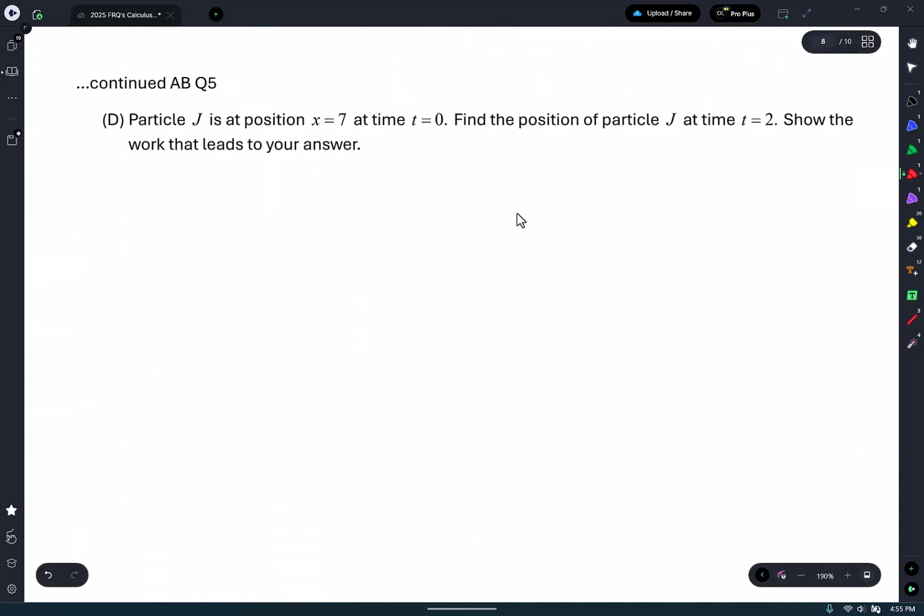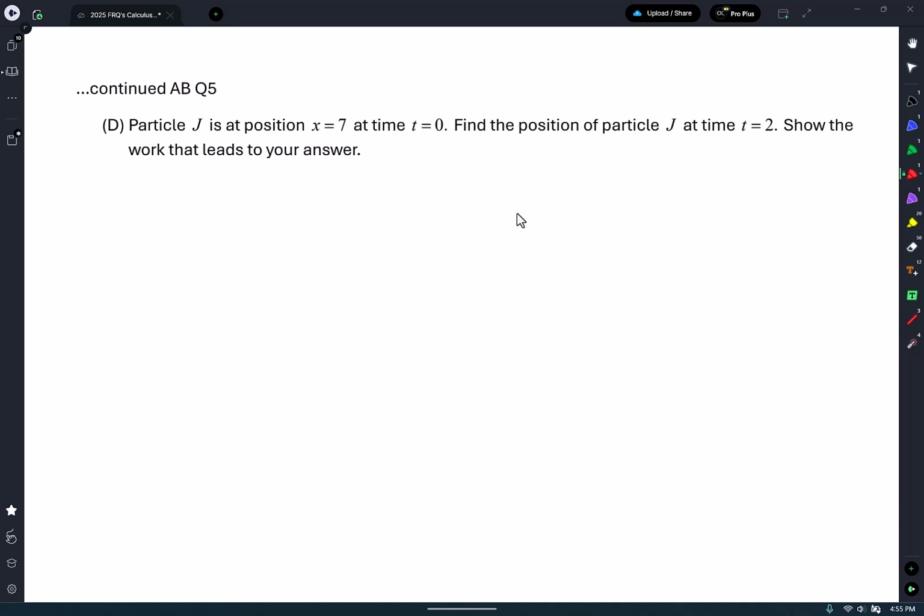All right, let's continue. Particle j is at position x equals 7 at time t equals 0. Find the position of particle j at time t equals 2. Show the work that leads to your answer. So my position for j at time 2 is equal to the initial position, which is 7, plus the integral. That was the initial position at time 0, and I've got to find my displacement from 0 to 2 of particle j. So I'm going to write velocity of j of t, dt.